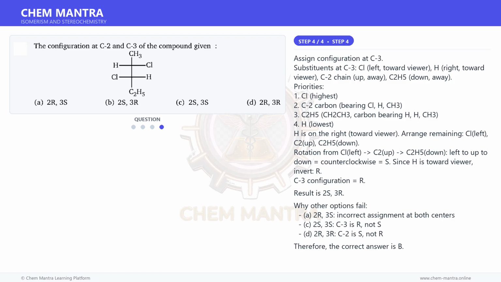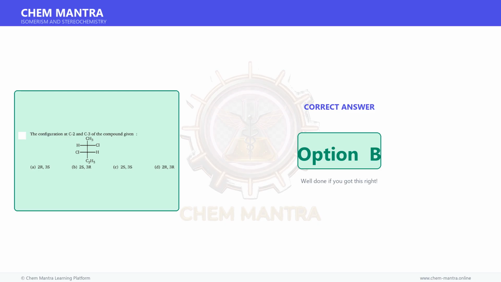Why other options fail? A. 2R,3S, incorrect assignment at both centers. C. 2S,3S, C3 is R, not S. D. 2R,3R, C2 is S, not R. Therefore, the correct answer is B. Therefore, the correct answer is option B.